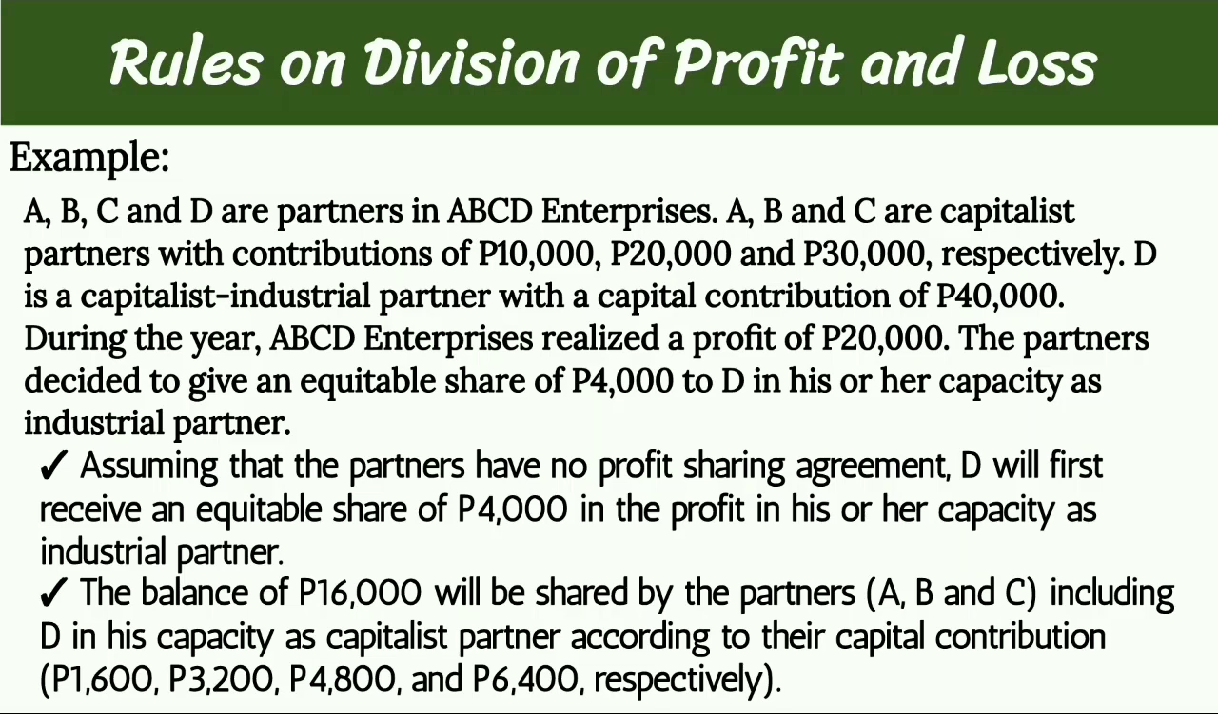10,000 pesos plus 20,000 pesos plus 30,000 pesos plus 40,000 pesos, that is equal to 100,000 pesos. 16,000 pesos times 10,000 over 100,000, that is equal to 1,600 pesos. Yung 3,200 pesos naman, that is 16,000 pesos times 20,000 over 100,000. Yung 4,800 pesos naman, that is 16,000 pesos times 30,000 over 100,000. At yung 6,400 pesos naman, that is 16,000 pesos times 40,000 over 100,000.